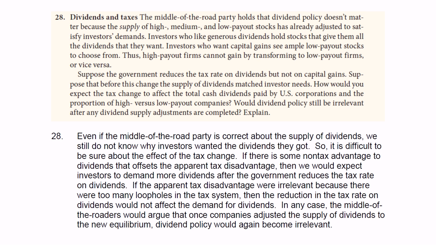Suppose the government reduces the tax rate on dividends but not on capital gains. Suppose that before this change, the supply of dividends matched investor needs. How would you expect the tax change to affect the total cash dividends paid by U.S. corporations and the proportion of high versus low payout policy companies? Would dividend policy still be irrelevant after any dividend supply adjustments are completed? Explain.